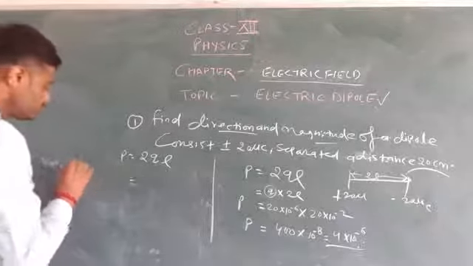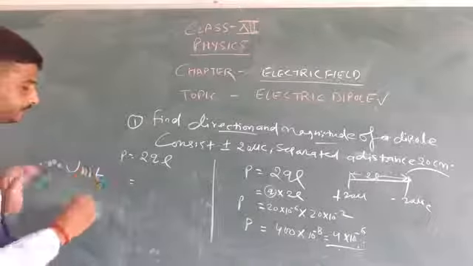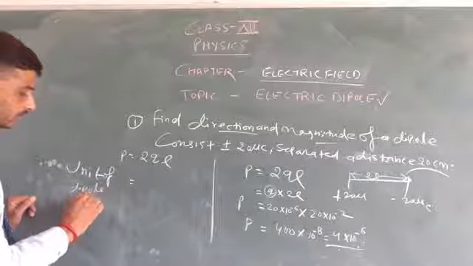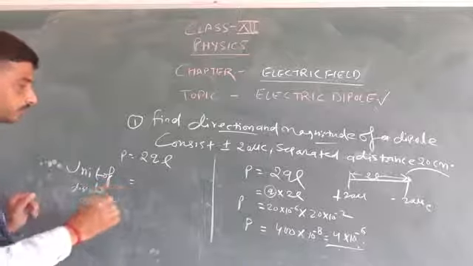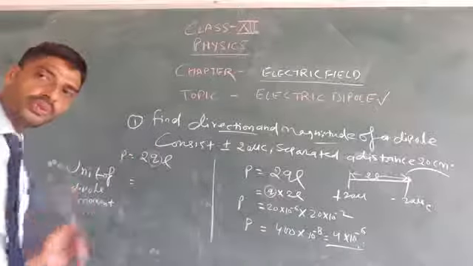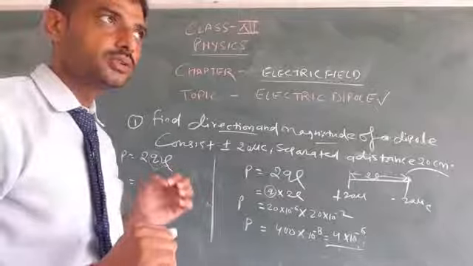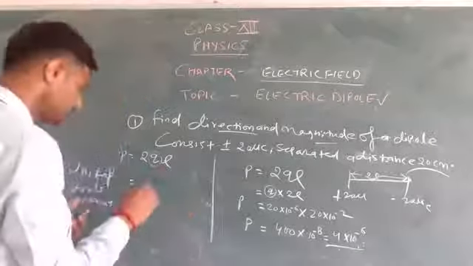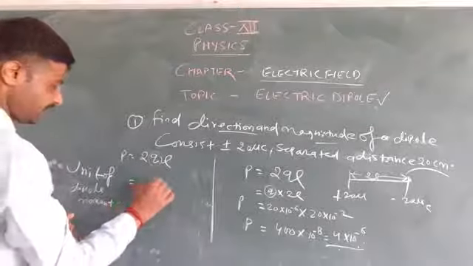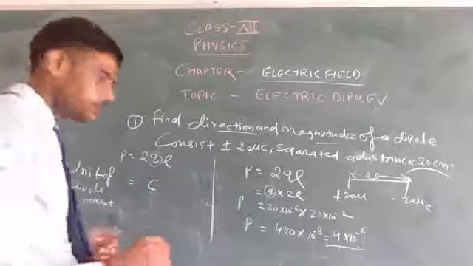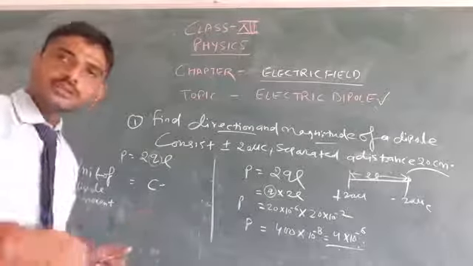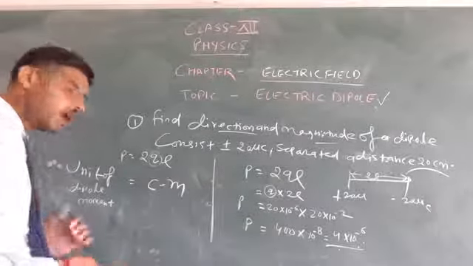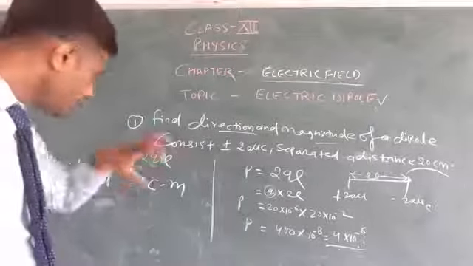So as you know, the unit of dipole moment. This is Q. Q means charge. Q is charge, and as you know, the unit of charge is coulomb. So this is C, coulomb, and the SI unit of length is meter. So coulomb per meter, you can resolve coulomb.